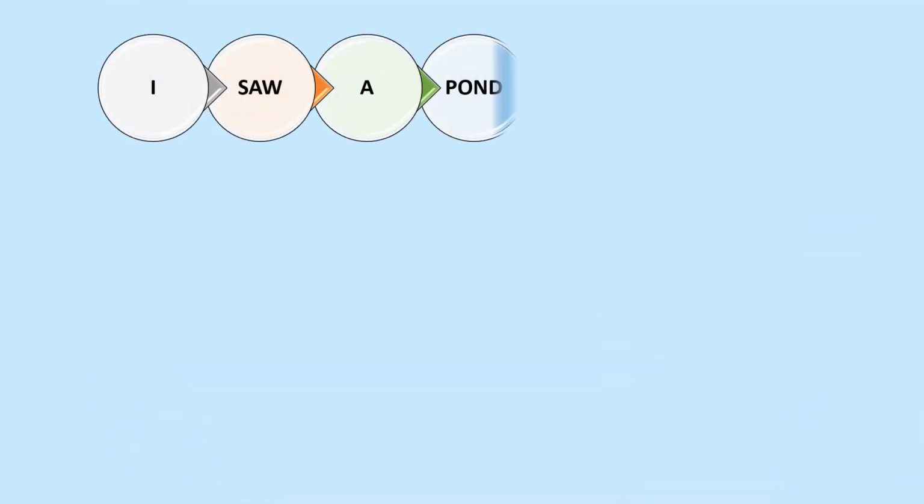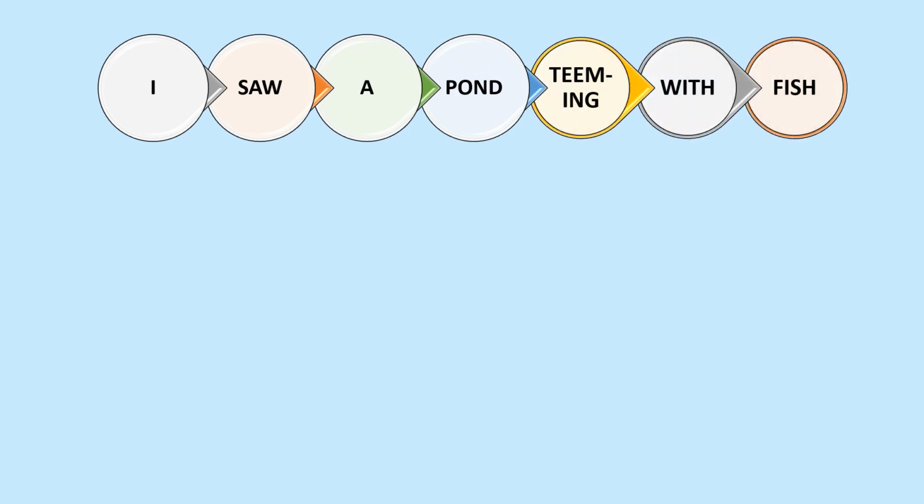I saw a pond teeming with fish. Now, I saw. Saw is your main finite root verb of the sentence. I will see, I will be seeing. Okay, we can change it. So saw becomes the main or the root verb or the finite verb.